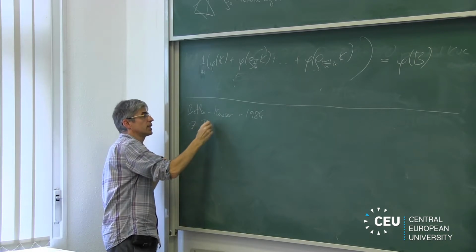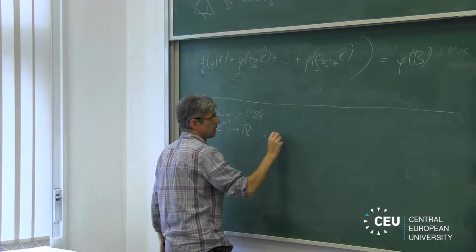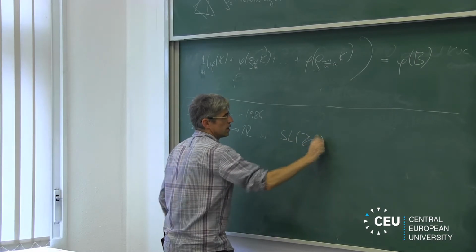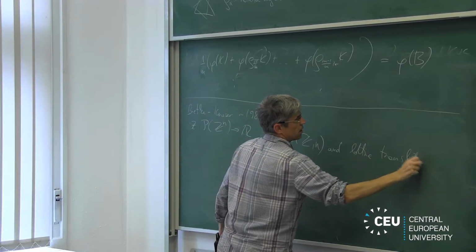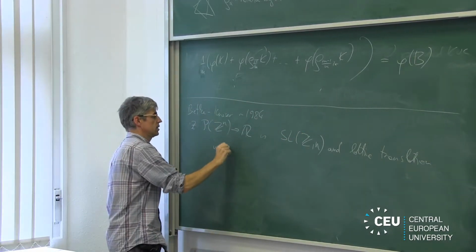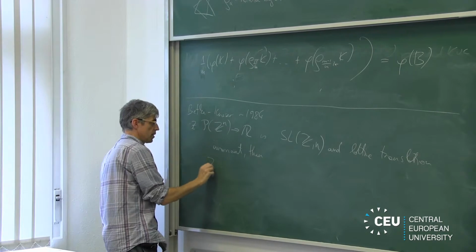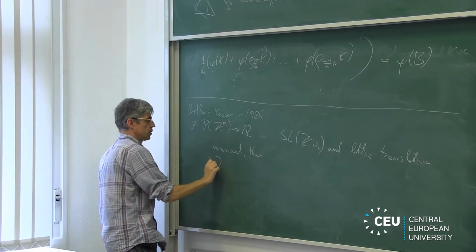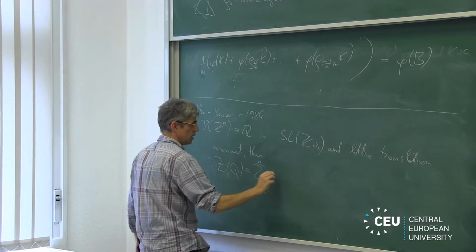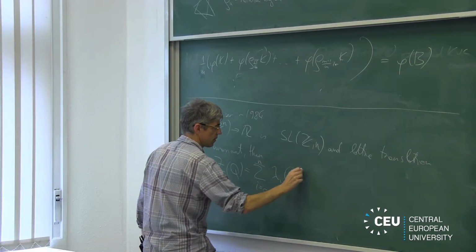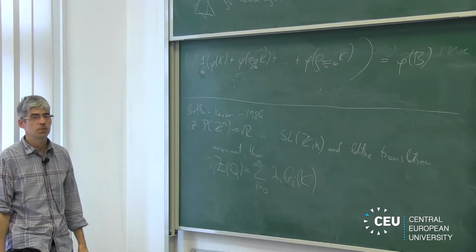The best thing is that if Z from the lattice polytopes into R is SL_n Z and lattice translation invariant, then Z of Q is some linear combination, the sum over i equals 0 to n of lambda i times g i of Q. And these g i are known. What are they? I will tell you in a minute.